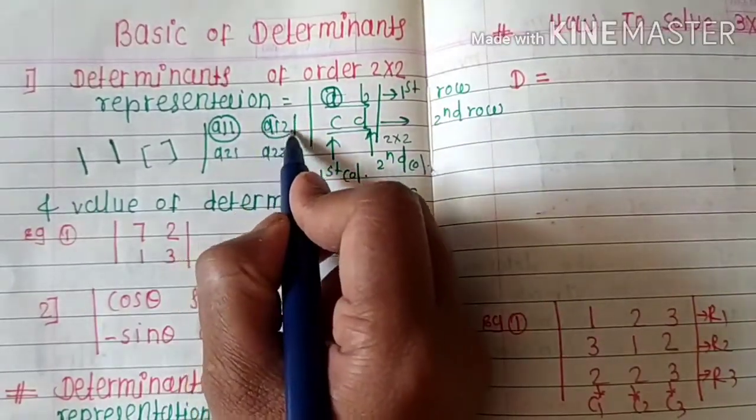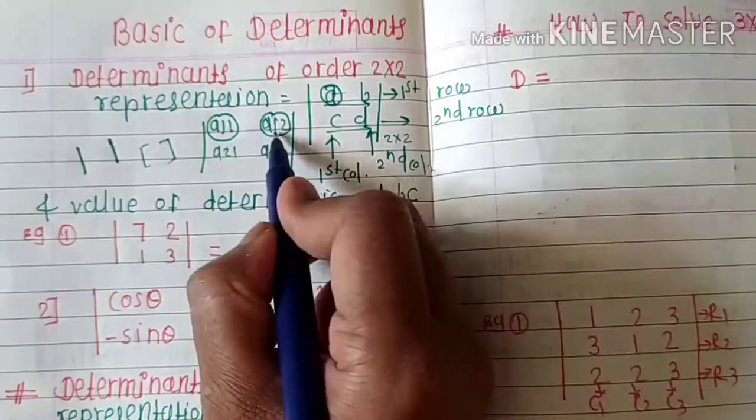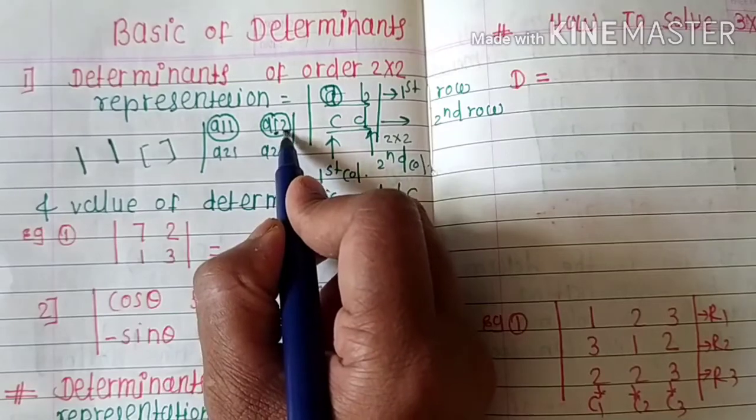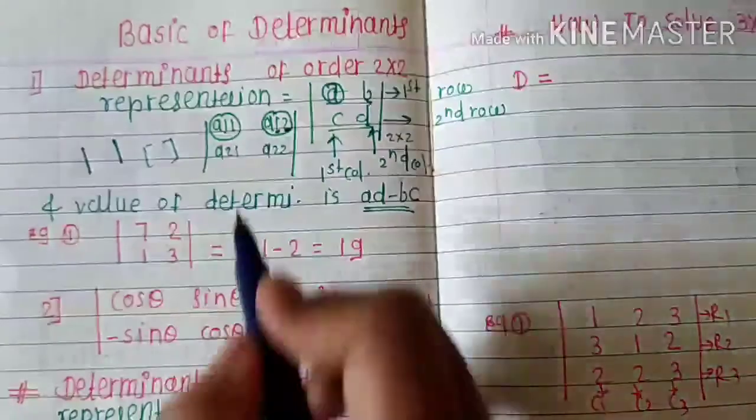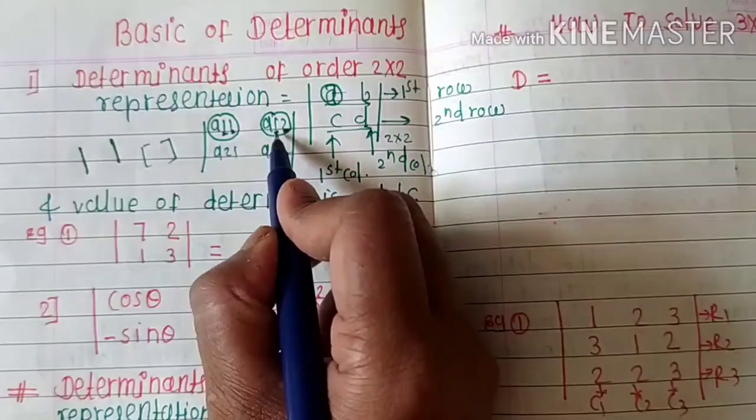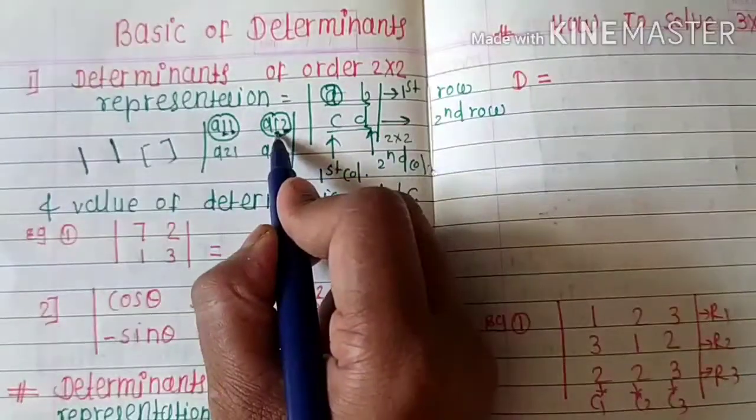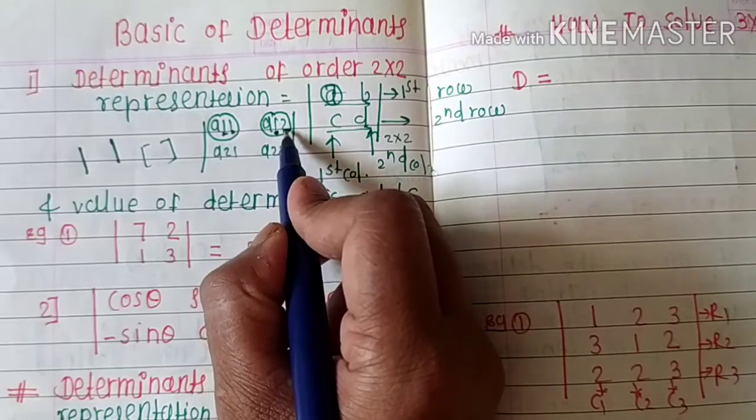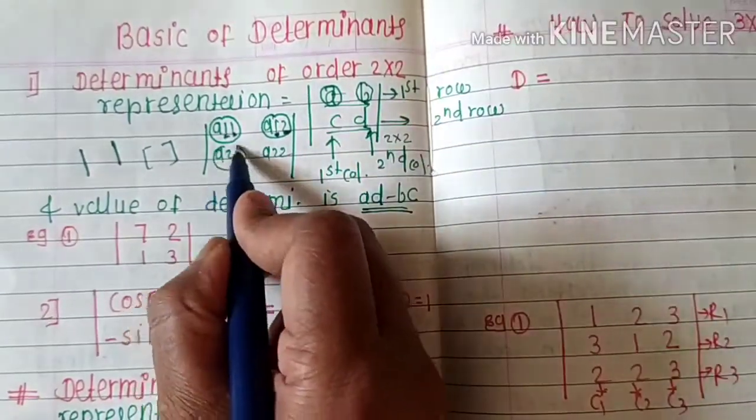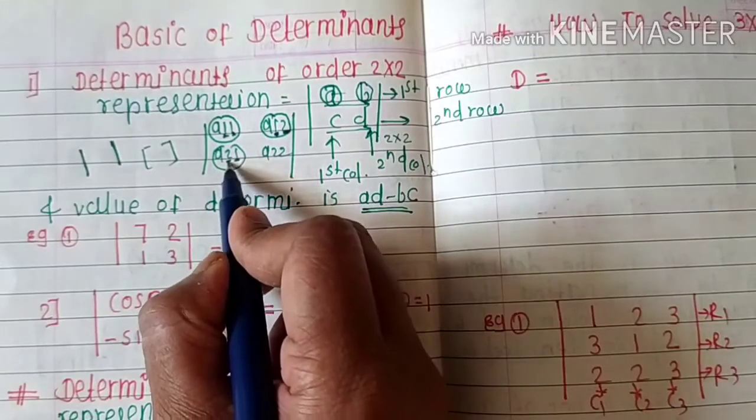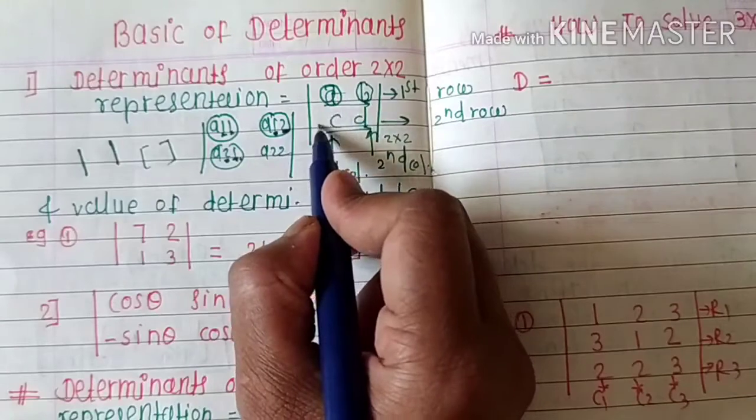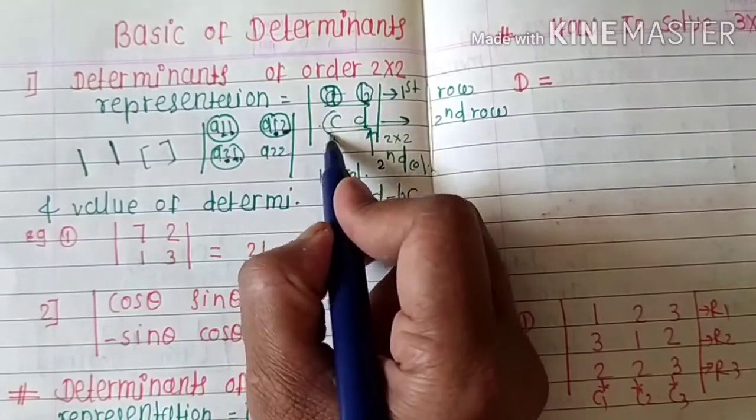Then this A12 position represents the element in the first row, second column. The first subscript implies the row number and the second implies the column number, because order is row into column. Then the first row, second column element is B. The next is A21, that is second row, first column. The element in the second row, first column is C.